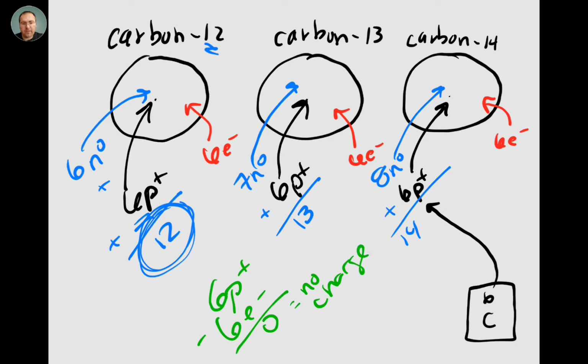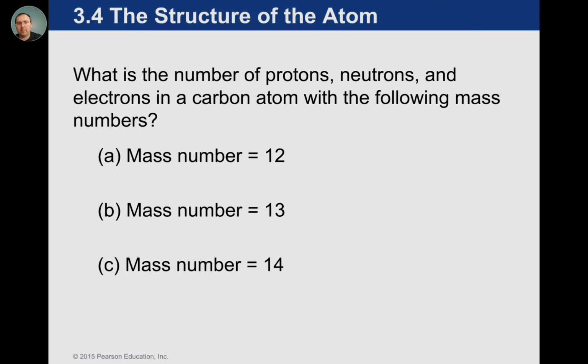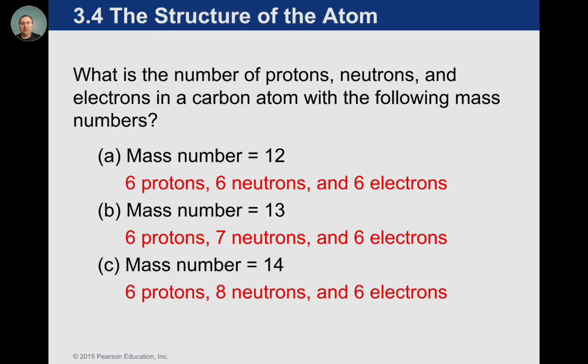And that's the case for all elements. You're going to have no charge. So as we look at this summary, kind of funny that carbon-12 has 6 protons, 6 neutrons, 6 electrons.